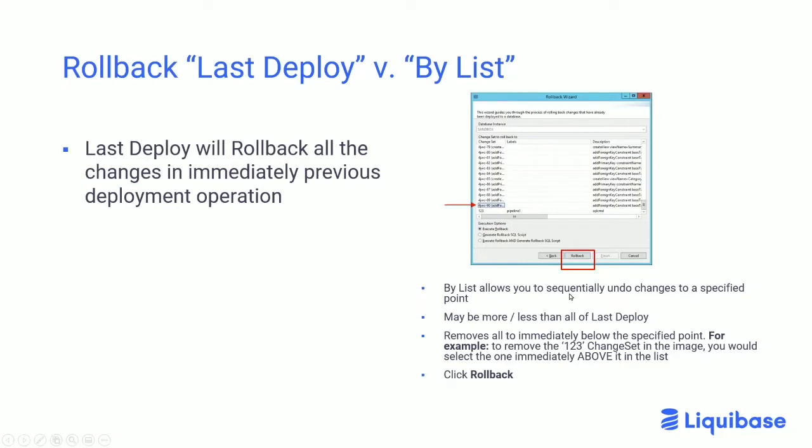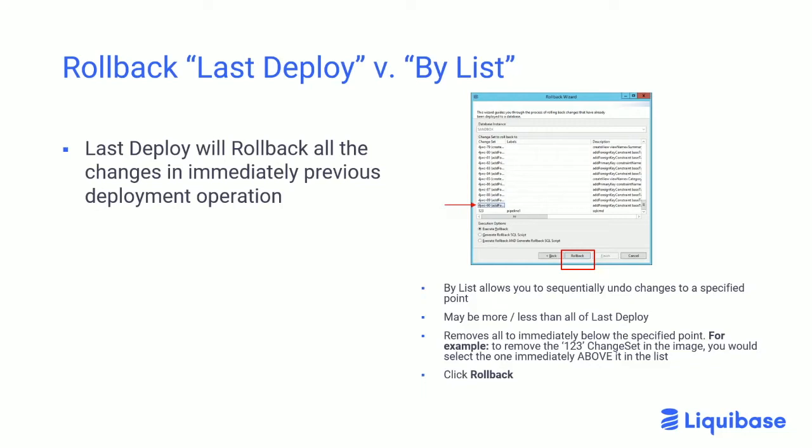Now, the difference between them is pretty straightforward. Rollback last deploy is a convenience feature that will roll back all the changes in the immediate previous deployment operation. So if you deploy three change sets, those are the three change sets that will be rolled back. You can't do more or less than those three. It is just a quick reversion of whatever you're doing.